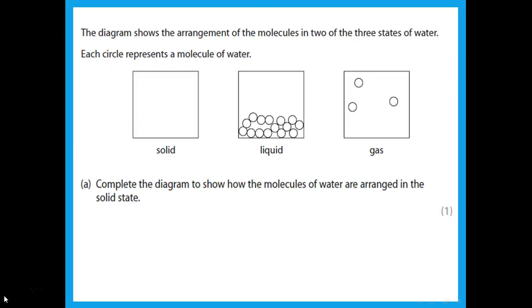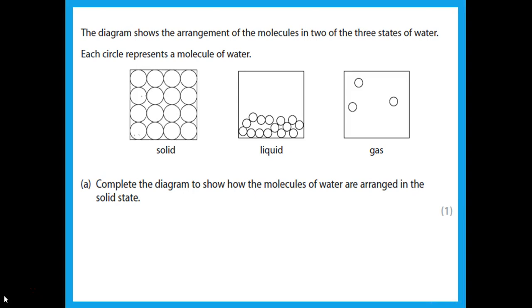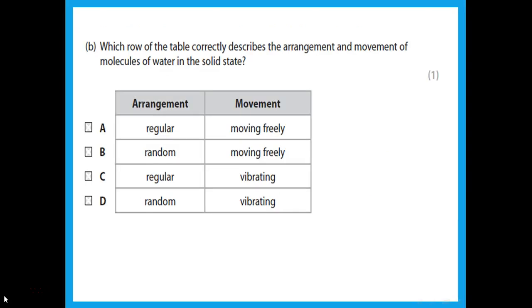Okay? The diagram shows the arrangement of molecules in 2 of the 3 states of water. Complete the diagram to show how the molecules of water are arranged in the solid state. So he already drew liquid and gas for you. Now, as a solid, what are you looking for? You're looking for regular rows, and they have to be all touching each other. So it should look like this. You can fill the whole box, or you can just put 2 or 3 rows if you like.